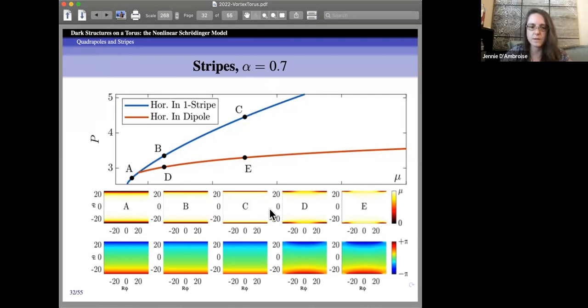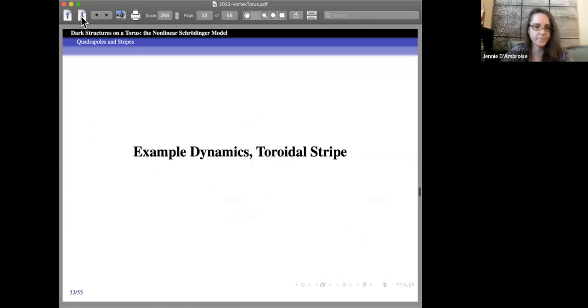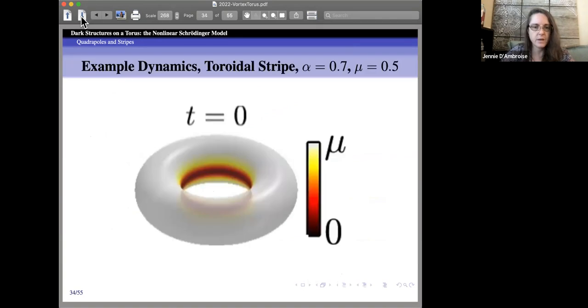If you follow A, B, C, D, E, you can see that the solution kind of separates and the vortex solutions start to form. Okay, so finally, let me just show you some dynamics.